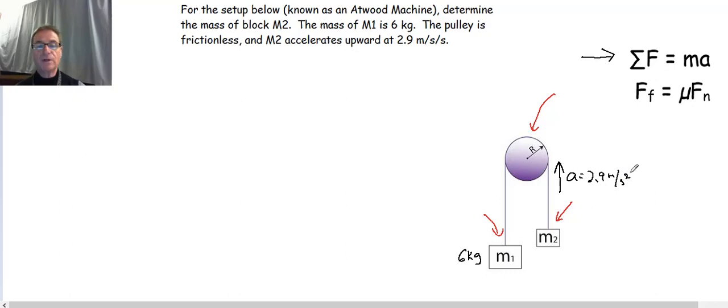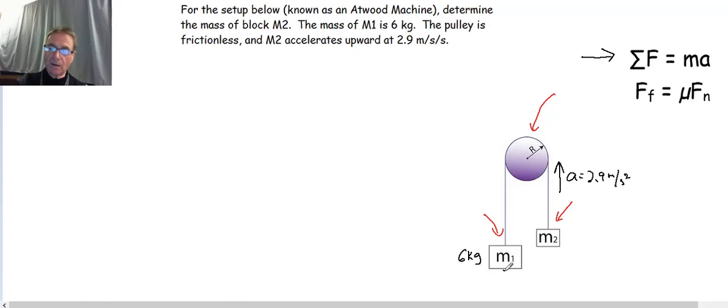So that's all the information that we have. We don't know the mass of M2, that's what we're trying to figure out. So how many objects do we have? We've got two objects. What are we going to have to do first? We're going to have to first draw free body diagrams or identify all the forces on each one of the objects. So let's take a look at object M1 first. What are the forces on M1?